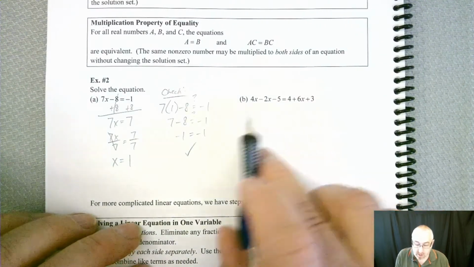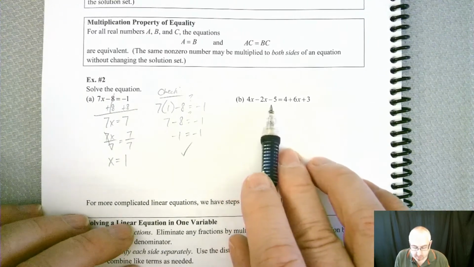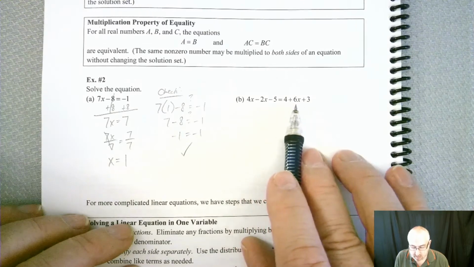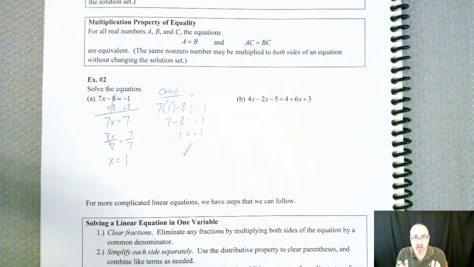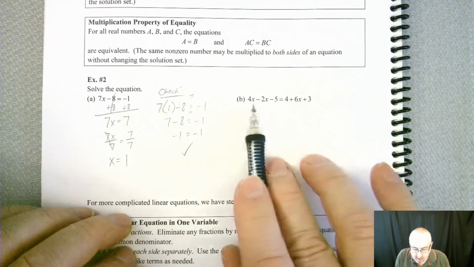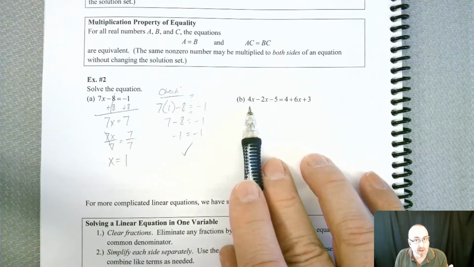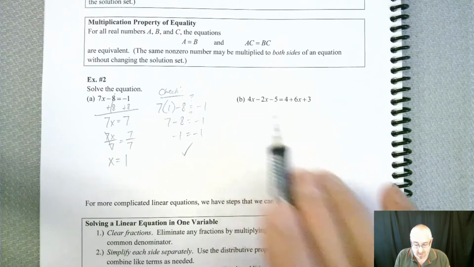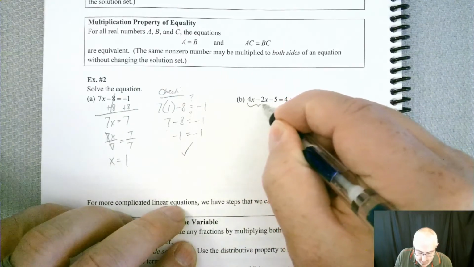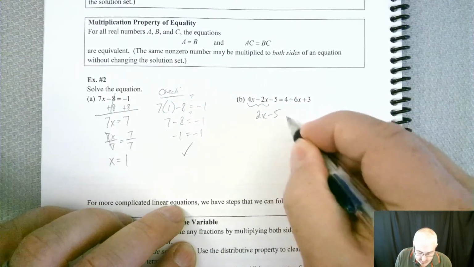Now, if we want to do one that's a little bit more complicated, we have 4x minus 2x minus 5 equals 4 plus 6x plus 3. The first thing you want to do is look at each side individually and ask, is there a way I can simplify it on its own? Looking at the left-hand side, we have a 4x minus 2x. Remember our fruit analogy. If you have 4 apples and you take away 2 of the same type of apple, how many apples do you have left? The answer is 2 apples. So combine those together first to get 2x, and then bring down the minus 5.